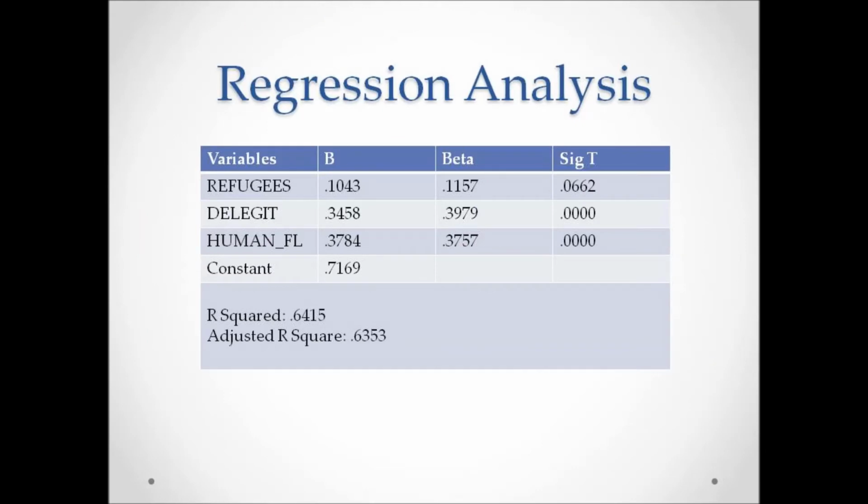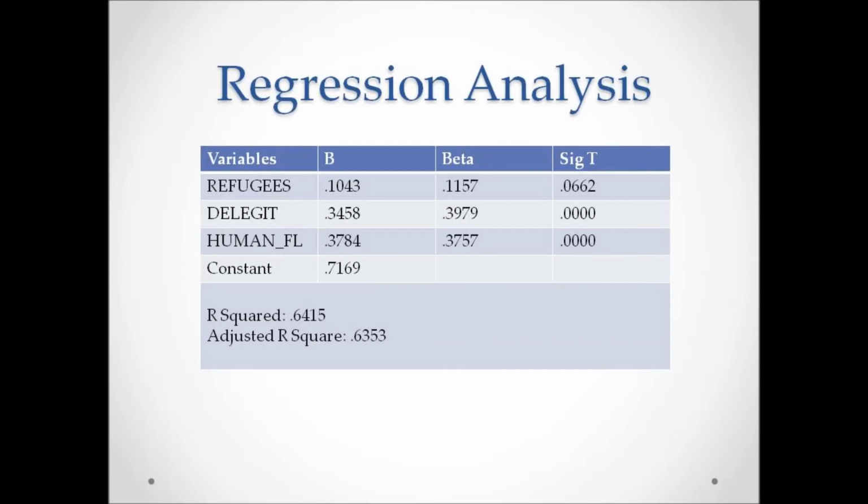After running a multiple regression on the four variables, it can be concluded that the results support each hypothesis except for the one pertaining to refugees. The t-ratio for refugees is 0.0662, which is above the 0.05 threshold, indicating that it is possible that the results could be due to chance.